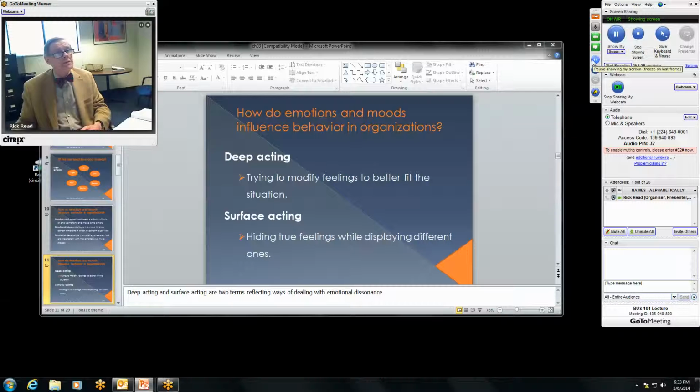A couple of concepts here for you. Deep acting, where we try to modify the feeling to better fit the situation, and then surface acting, where we really hide our true feelings and display different ones. That's kind of a dissonance thing again.